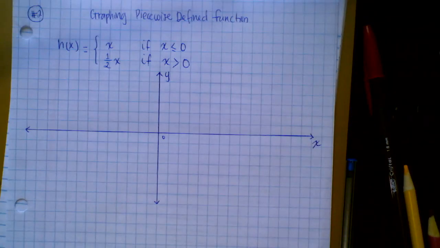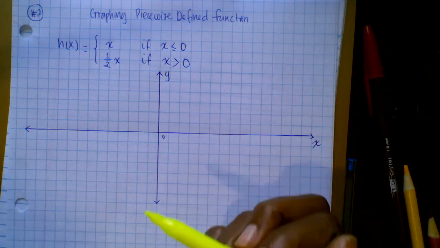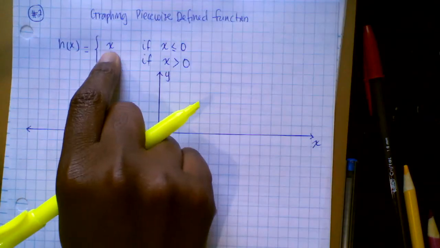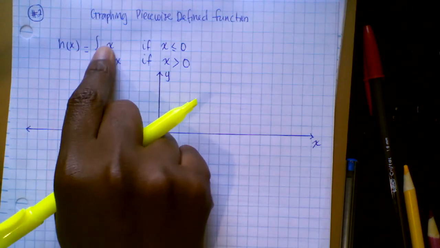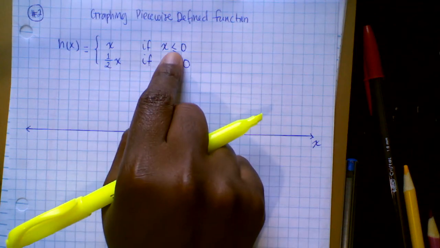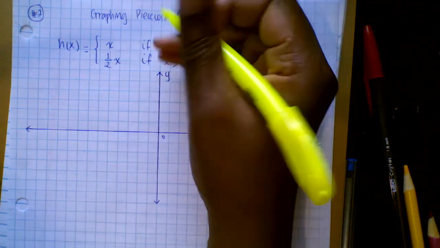Hi again. This is our second example for graphing a piecewise defined function. First, to graph a piecewise defined function, you want to identify the domain for each function. So for my function x, x can only be graphed or defined if the x values are less than or equal to 0.